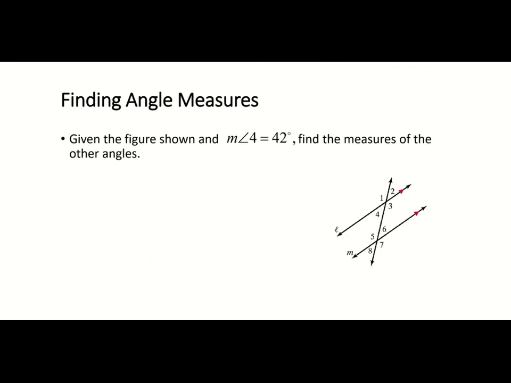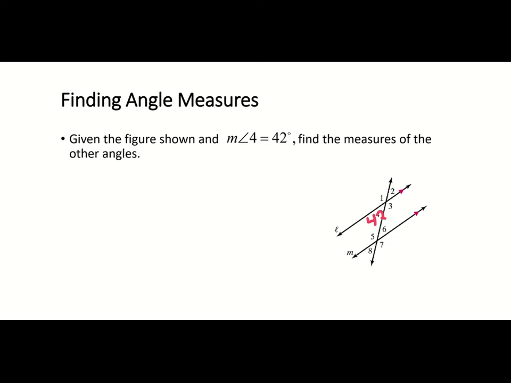Okay, so now we're going to find missing angle measures again. And this is going to be similar to the problem we did earlier. They told us that the measure of angle 4 is 42 degrees. I'm going to put my 42 in there. They want us to find the measures of the other angles.